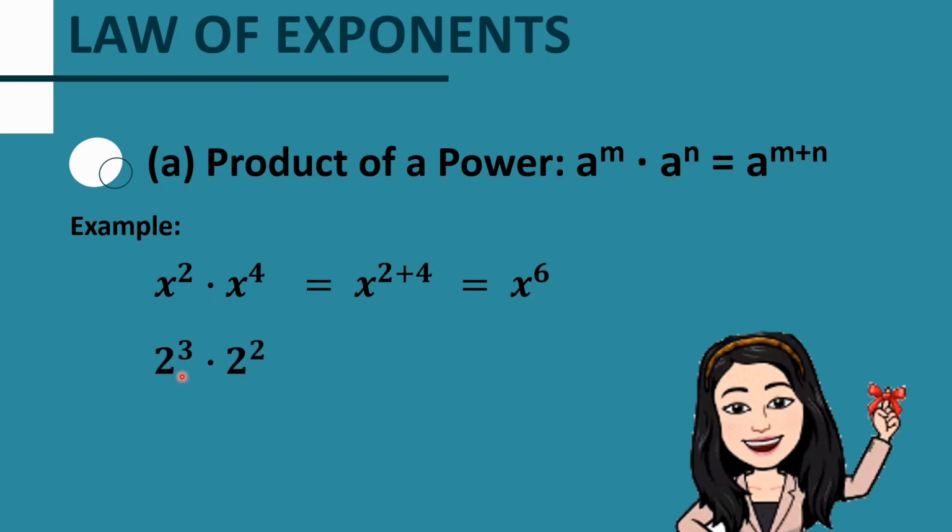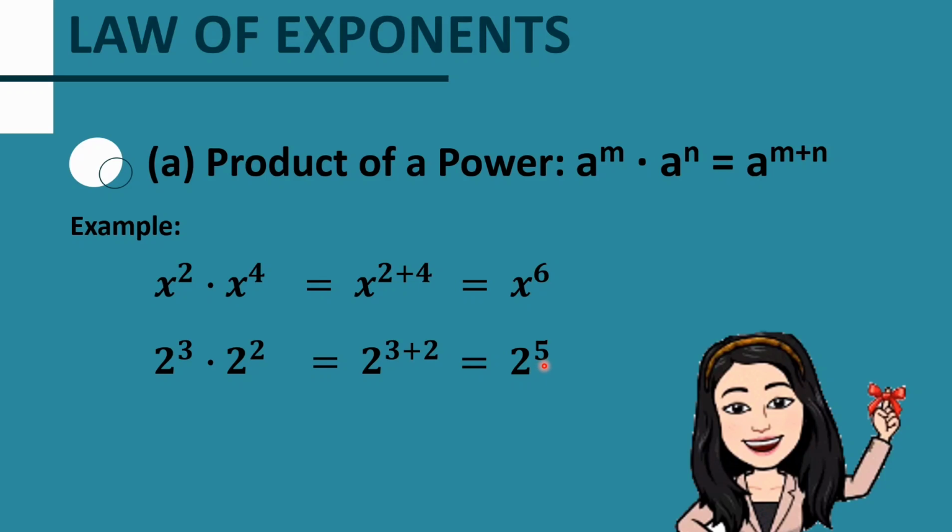Another, 2 cubed times 2 squared. So this is equal again to 2. Kopyahin lamang natin yung same base. So we have 2 raised to 3 plus 2. I-add ulit natin yung kanilang exponent. So simplify natin si 3 plus 2 and that is equal to 5. So meaning, it is equal to 2 raised to the 5th power.